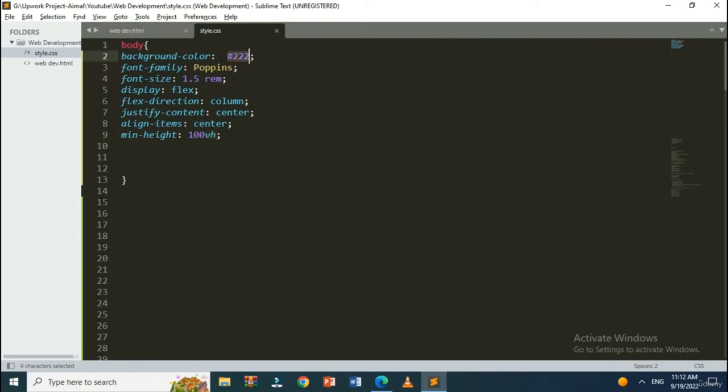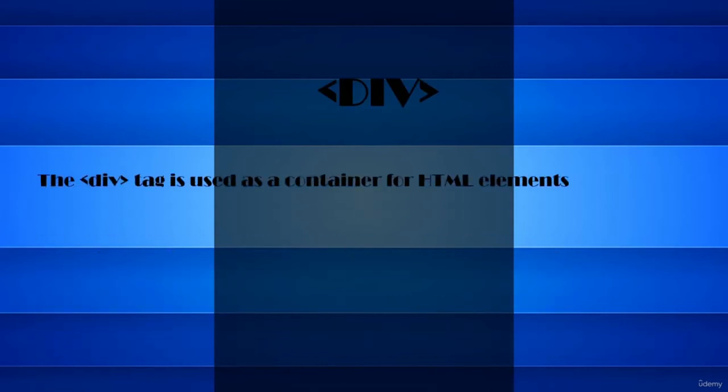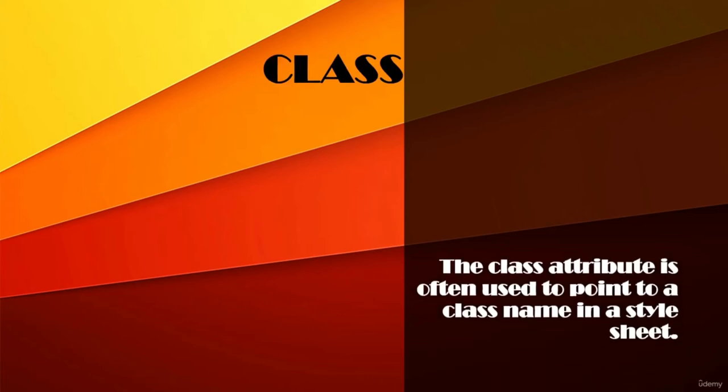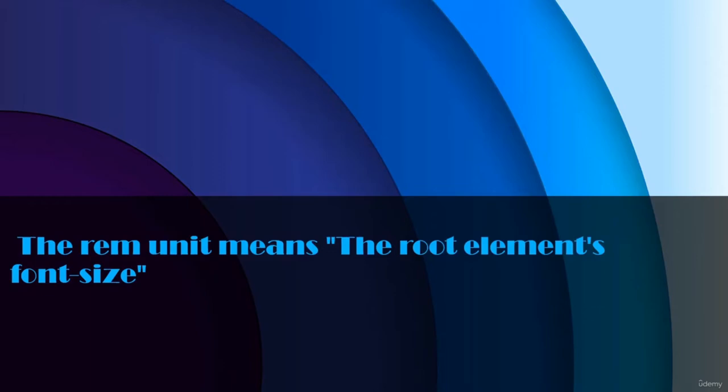What is #222? And what is REM? The div tag is used as a container for HTML elements. This tag is easily styled by using a class or ID attribute. Any sort of content can be put inside the div tag. The class attribute is often used to point to a class name in a style sheet.